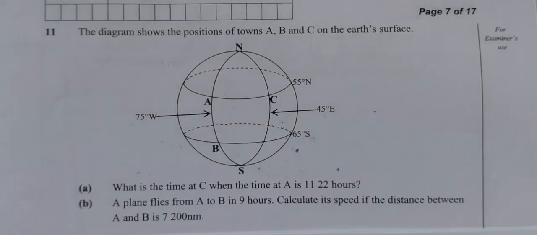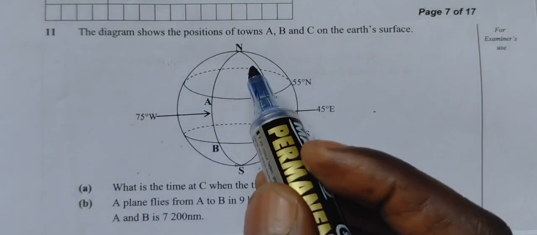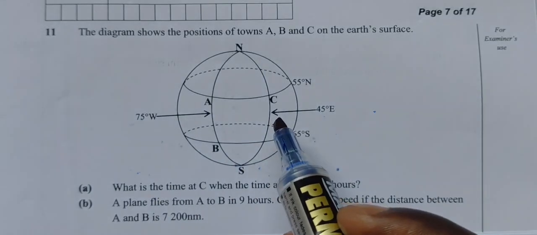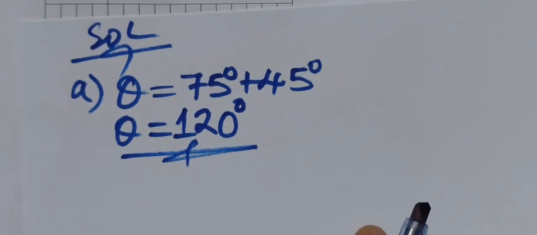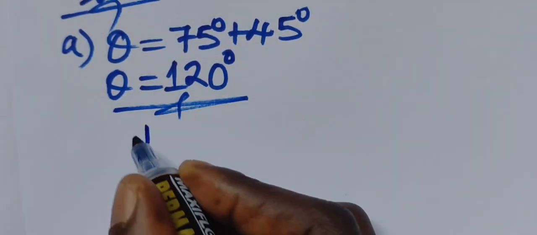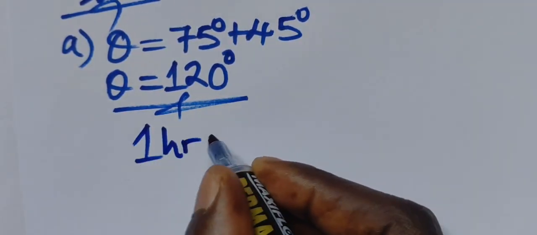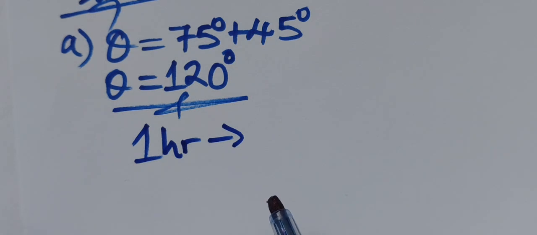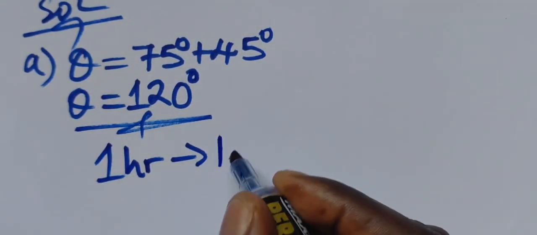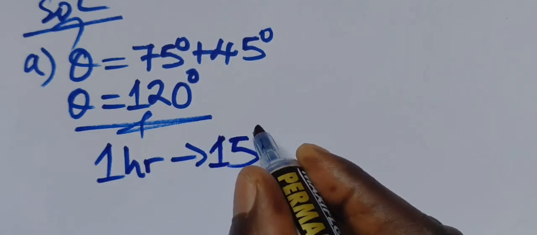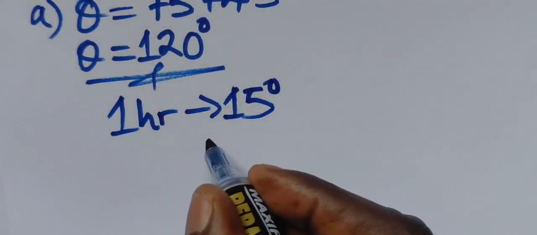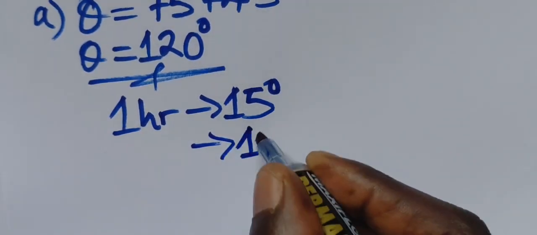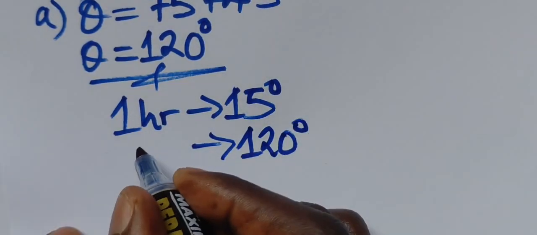Now we know that the Earth takes 24 hours to complete its revolution, which is 360 degrees. So this simply means that for 1 hour, if you divide 360 degrees by 24, it gives you 15 degrees. So for 1 hour, it takes 15 degrees. So now what about 120 degrees? How many hours is this going to take?